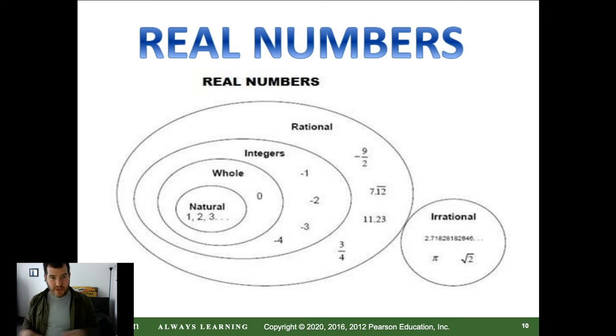What makes all of them up is this idea of real numbers. And in this class, we're only going to talk about real numbers. There are non-real numbers. We're not even going to touch it. It's not even going to get close to it. We're just going to talk about real numbers in this class.